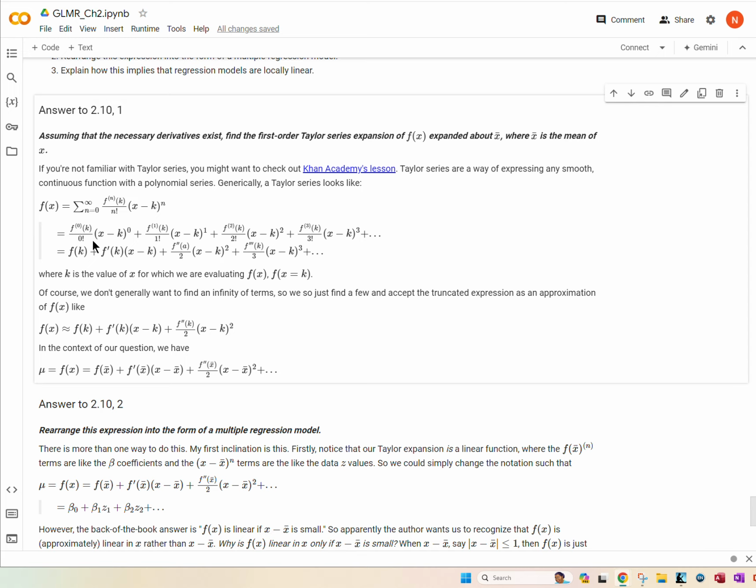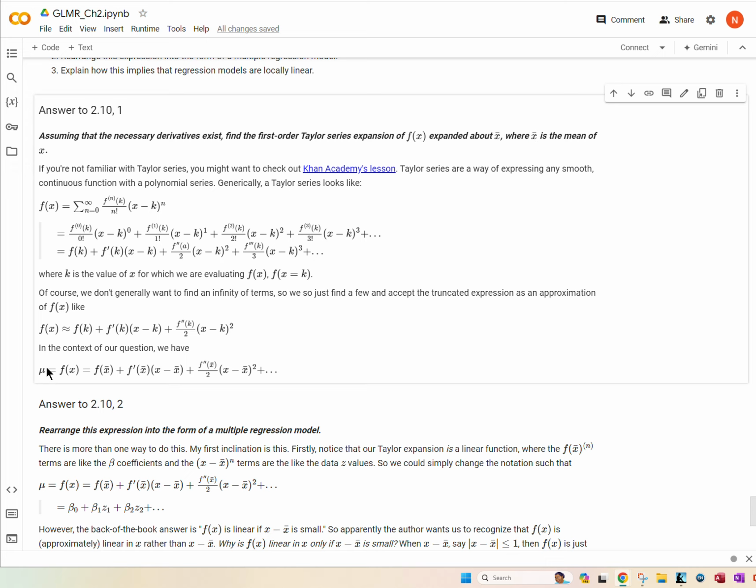Now in practice, we obviously can't and won't calculate infinite terms. We're going to calculate a few terms, and then everything else we're just going to ignore, which is okay in certain contexts. But that's what we're going to do. In our context, and this is what the first part of the question asks us to do, we find a first-order Taylor series expansion of f of x expanded about x bar, where x bar is the mean of x.